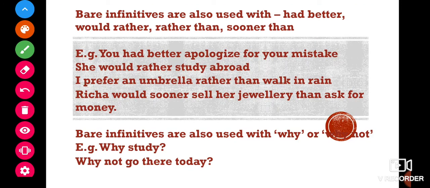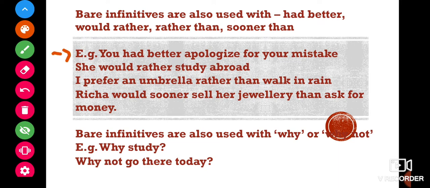Let us move ahead. Bare infinitives are also used with had better, would rather, and sooner than. Now we will see the meaning of these words in sentences.